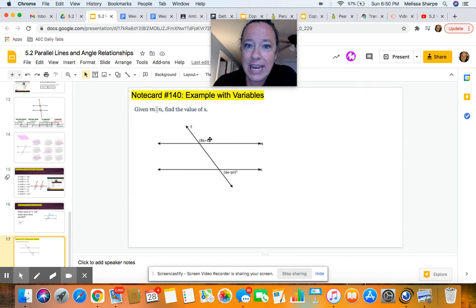These are not any of those special relationships. They're not corresponding. They're not alternate interior. They are not alternate exterior. Yes, they're on the exterior of the parallel lines because M and N are parallel. They are on the exterior, but they do not alternate. So they are not congruent, and they are not consecutive interior angles.